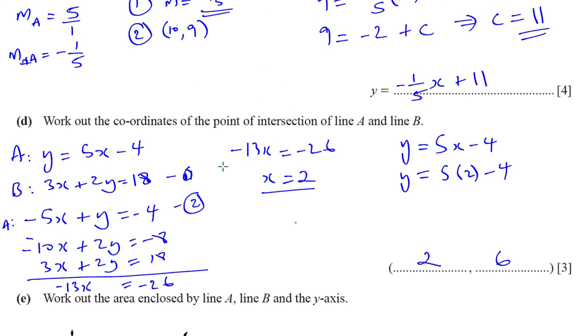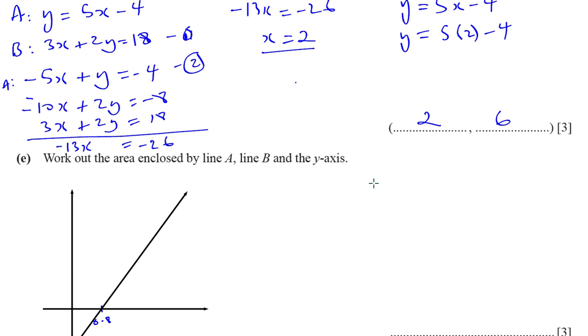Line B, its equation is 3x plus 2y equals 18. So this is line A, which is y equals 5x minus 4, and then you've got 3x plus 2y is equal to 18. How do we draw this line? Well, we need to know two points of the line. When x is 0, y is 9. So that's on the y-axis at the point 9.